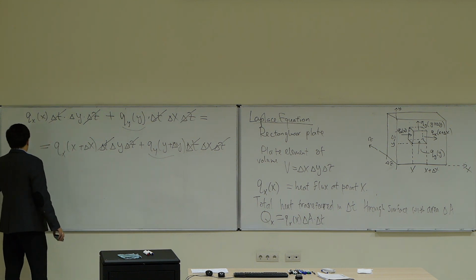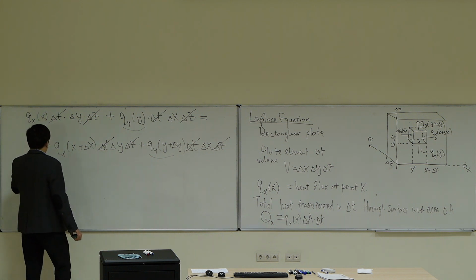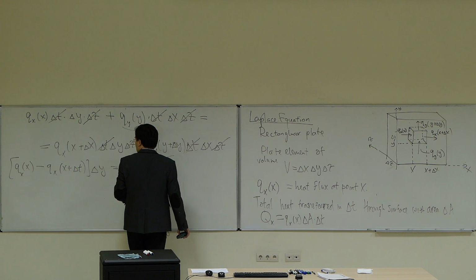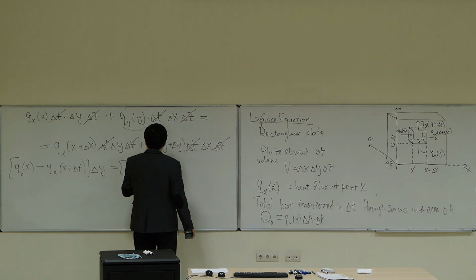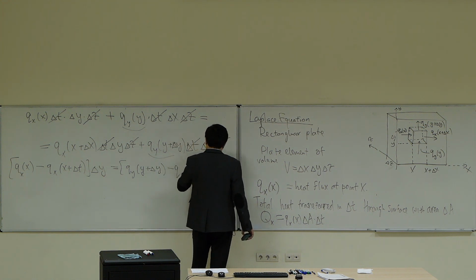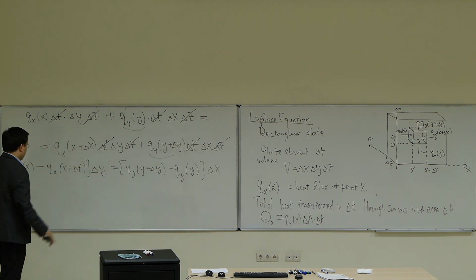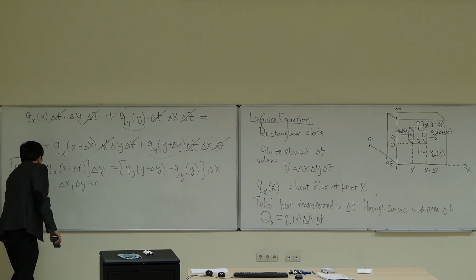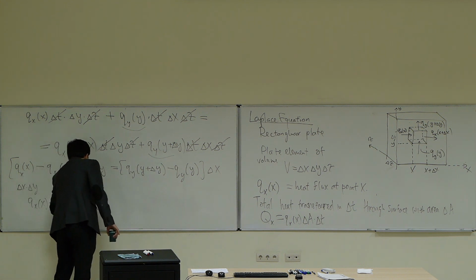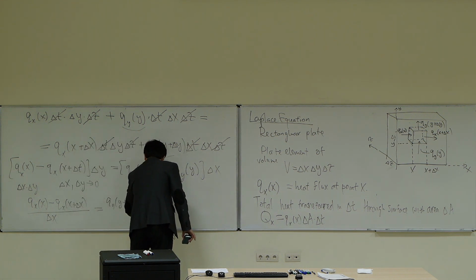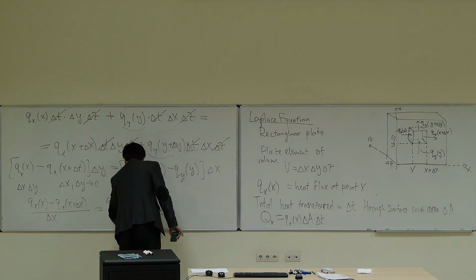So what do I have? I move this guy to the left-hand side. I have qx at x minus qx at x plus delta x multiplied by delta y, and that is equal to qy at y plus delta y minus qy at y multiplied by delta x. I'm going to divide by delta x multiplied by delta y, and then I take the limit where delta x and delta y go to 0. I have this guy minus this guy divided by delta x, qx at x minus qx at x plus delta x divided by delta x, is equal to qy at y plus delta y minus qy at y over delta y, sorry.